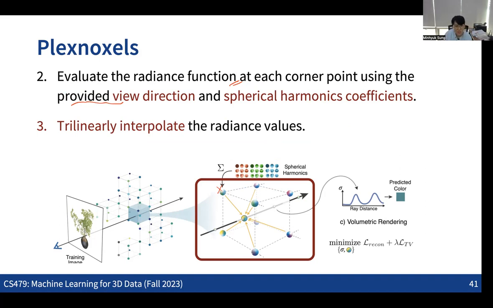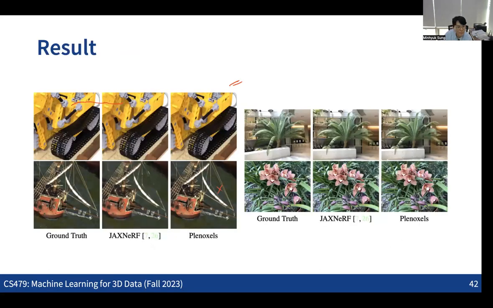So this is the basic idea of neural-net-free NeRF training. Any question on this?